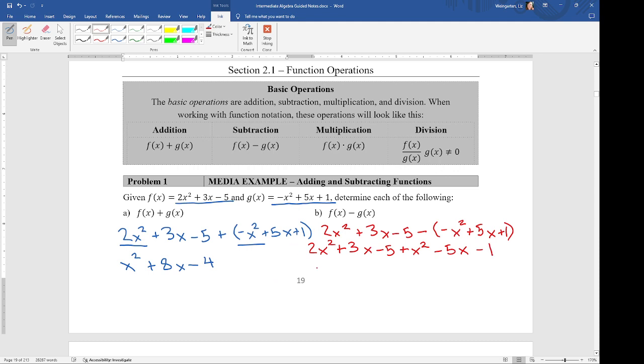Now that that negative is distributed, I can combine like terms. So I have a 2x squared and a positive x squared, so that's going to give me 3x squared. A 3x and a minus 5x, so I get a minus 2x. A minus 5 and a minus 1, which gives me a minus 6.